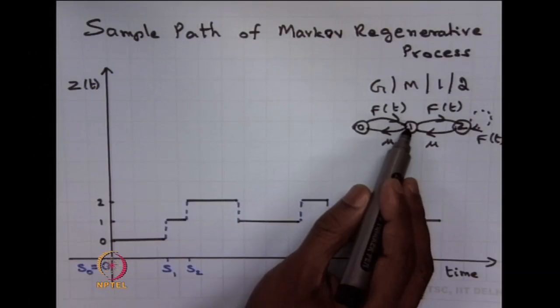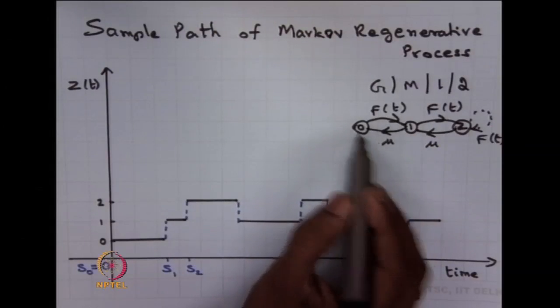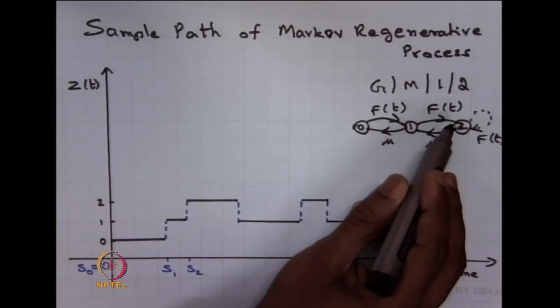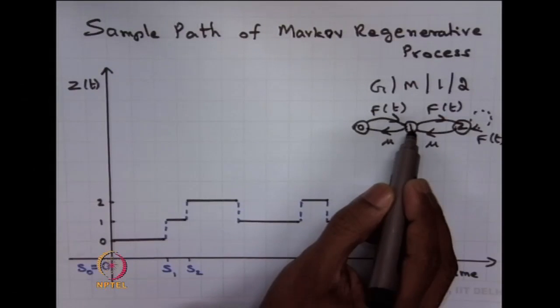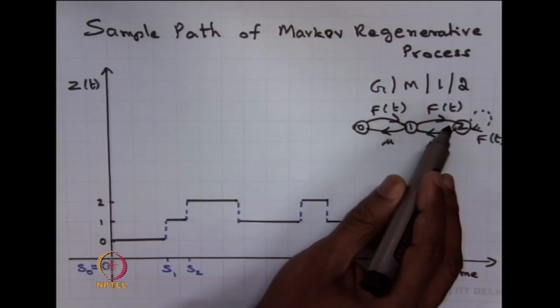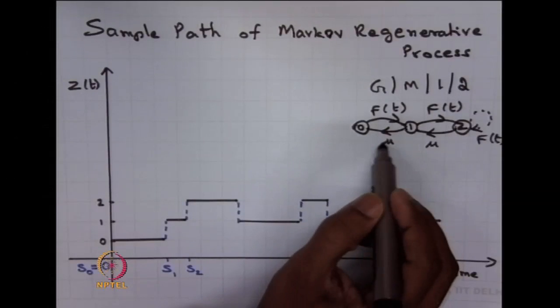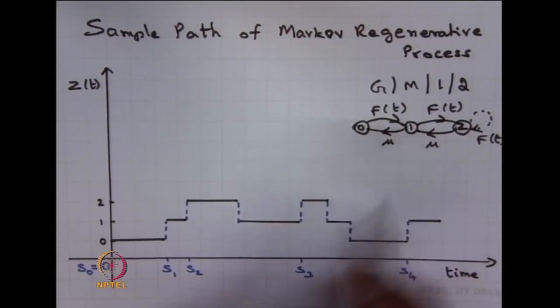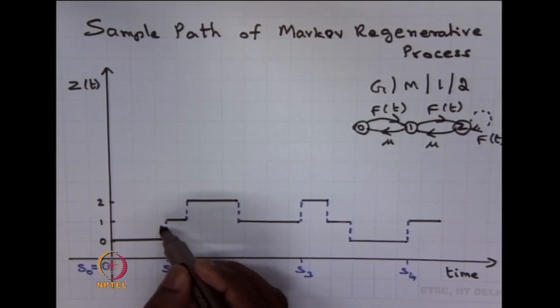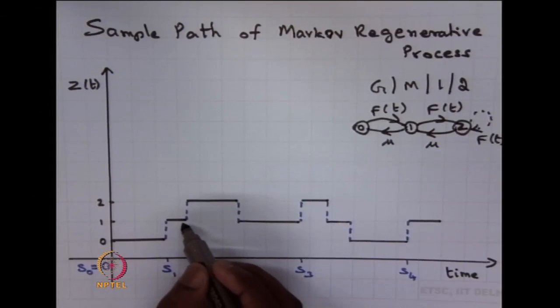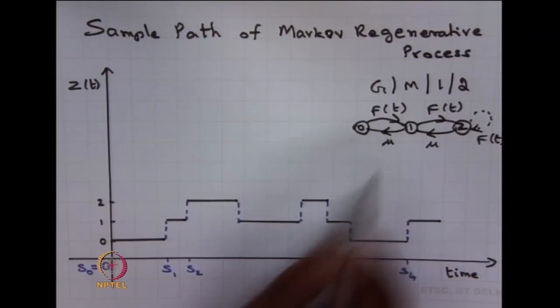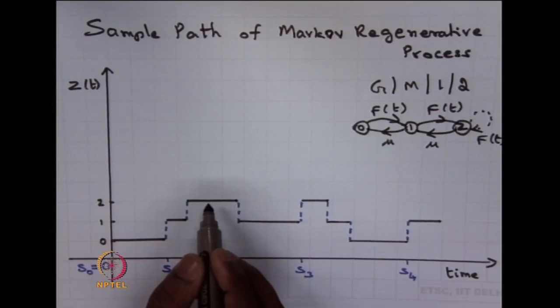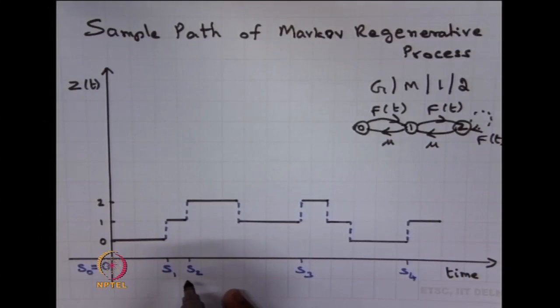Now, there are two possibilities. Either the service would have been completed before the next arrival, or the next arrival occurs first, before the service completion of the first customer, who is under service. So, suppose you assume that the second arrival occurs first, before the service completion of the first customer. Therefore, the system moves to state 2 at the time point S2.